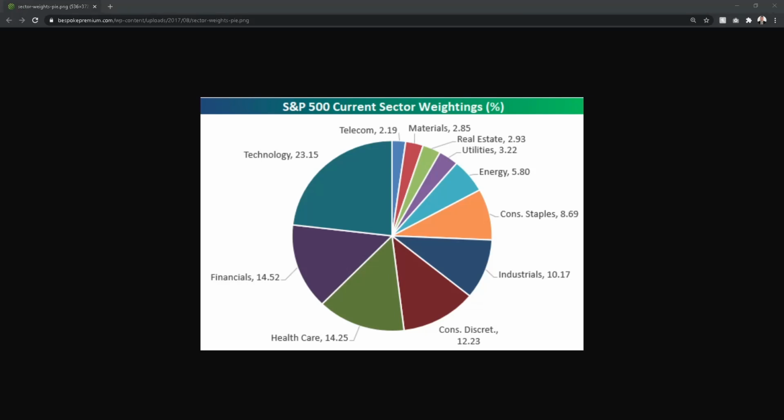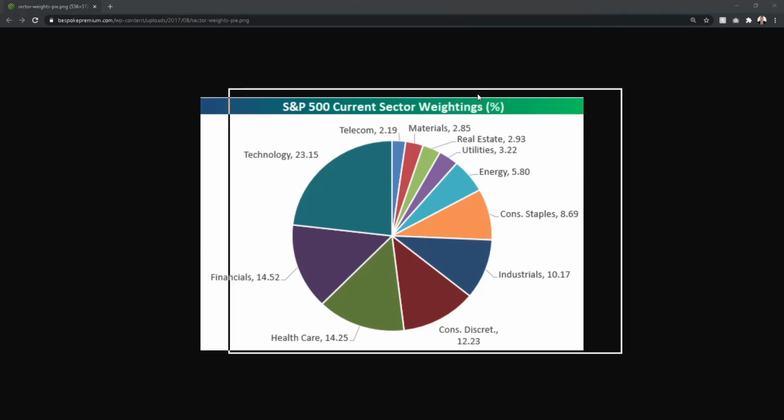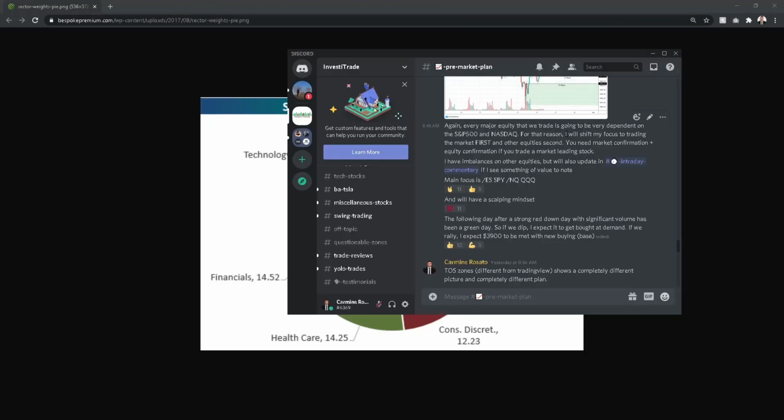But my strategy uses it a little differently. I look at the S&P 500 performance before I make any confirmations of the equities that I want to trade, which are included in the S&P 500 breadbasket, like Apple, Microsoft, Amazon. You can see here, every equity that we trade is going to be very dependent on the S&P 500 and NASDAQ. So for that reason, my focus has shifted to trading the S&P and NASDAQ first and other equities second. So I need market confirmation along with equity confirmation if I want to trade one of these market leading stocks that have a little piece of the S&P 500 breadbasket. You'll understand what I mean by this a little more as I break down each play.